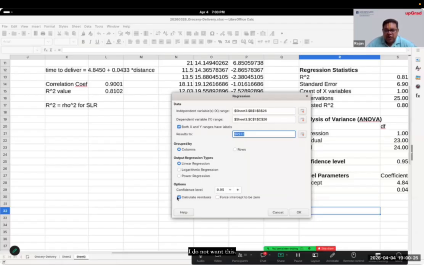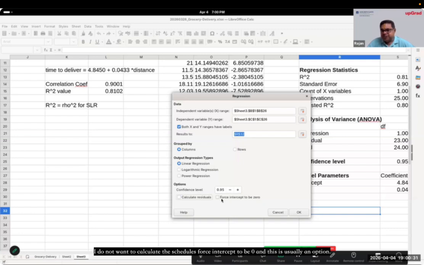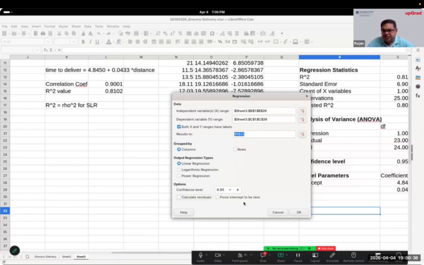I don't want to calculate residuals. Force intercept to be 0. This is usually an option, called regression through the origin. Now what you do is, let us say we force the intercept to be 0. That is, we are going to force beta naught to be 0.